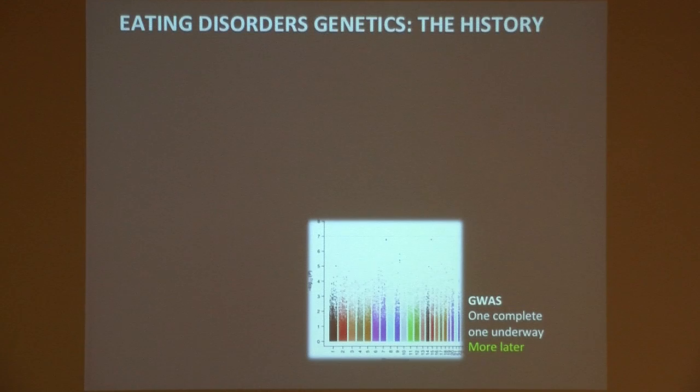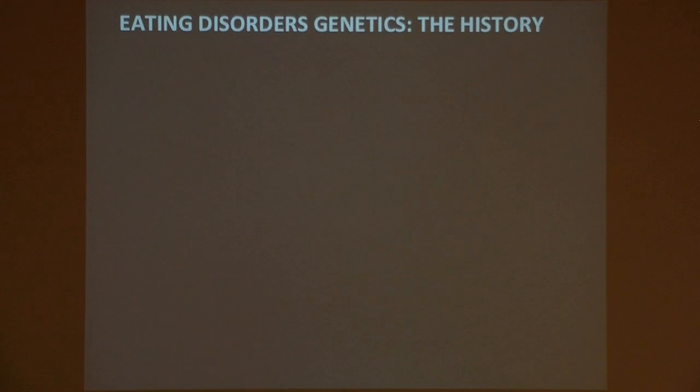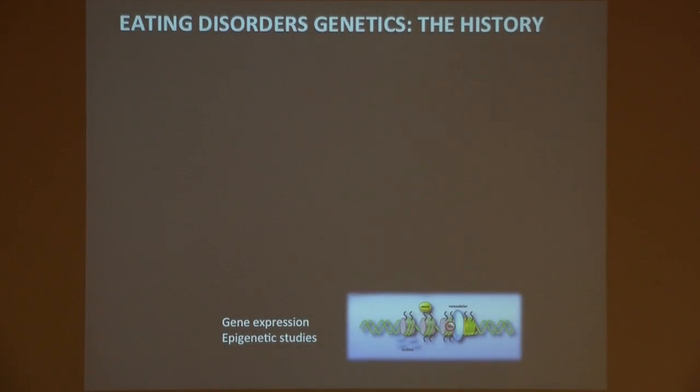It doesn't stay this depressing. We then moved on now, and I'll tell you about an ongoing study, to genome-wide association. So we have 1 relatively small genome-wide association study completed, and 1 that we've just finished the analyses on. And after that, the next phase is going to be actually looking at gene expression and looking at epigenetic studies in anorexia nervosa. So that is the cascade of the history of psychiatric genetics and eating disorders.